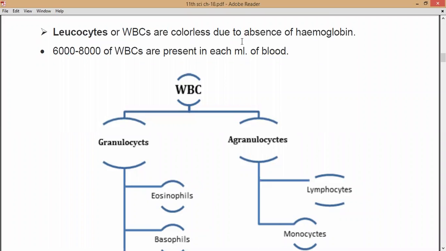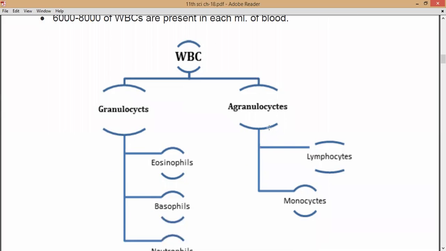And in 1 ml of blood, 6,000 to 8,000 WBCs are present. Now, what is the function of this WBC? The function of the WBC is to provide you immunity, or we can say they fight against the pathogens, or the harmful antigens which are entering your body. So these WBCs are of two types. First is granulocytes and second is agranulocytes. Granulocytes are the cells which possess granules.